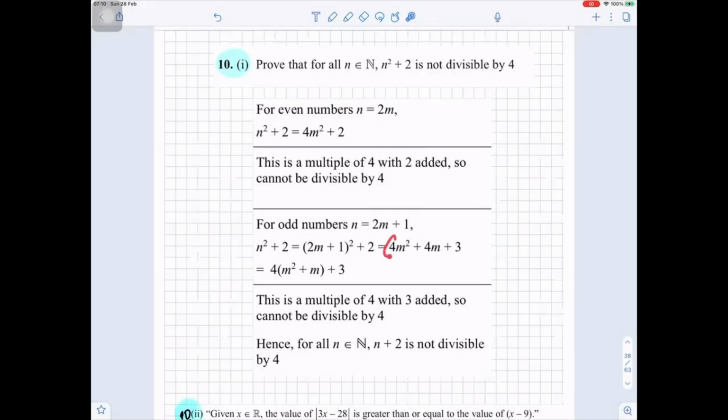We can factorize 4 out. So you get 4 bracket m squared plus m, plus 3. Because you're multiplying by 4, it's a multiple of 4. But when you add 3, you cannot divide by 4. So 4 times (m squared plus m) is like the 4 times table, 4 times 1, 4 times 2. But when you add 3, it cannot be divisible by 4. So you can say, hence, for all n an element of natural numbers, n squared plus 2 is not divisible by 4.